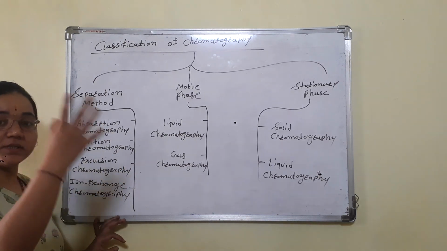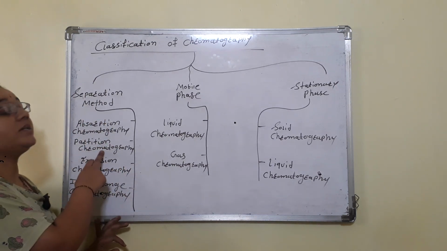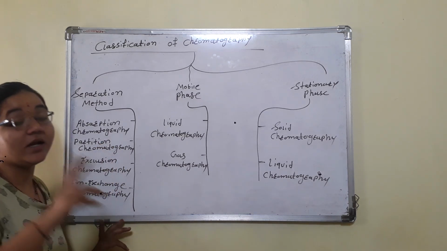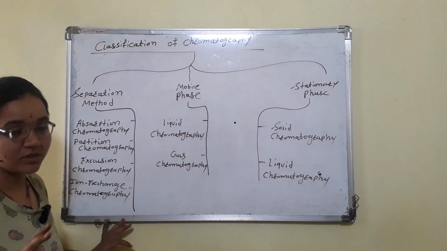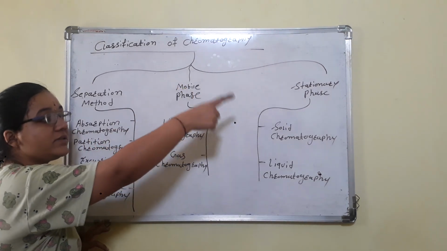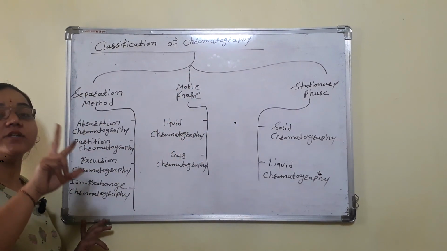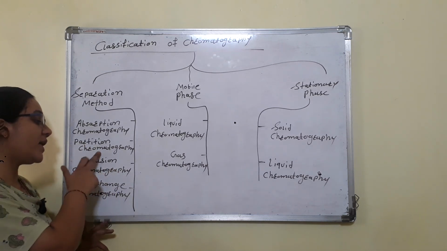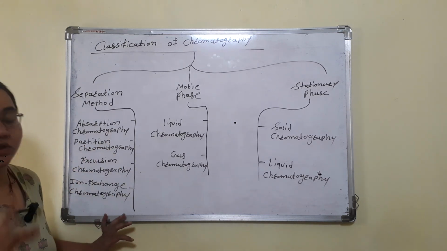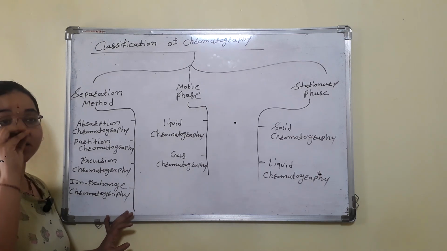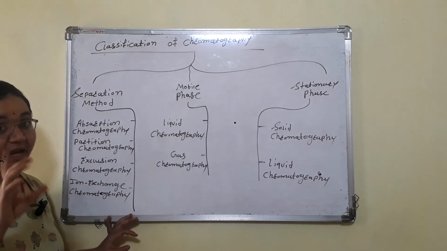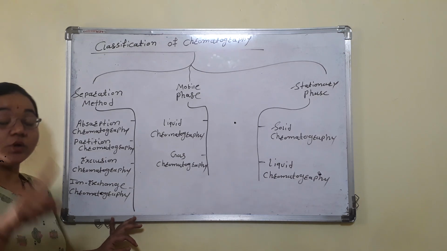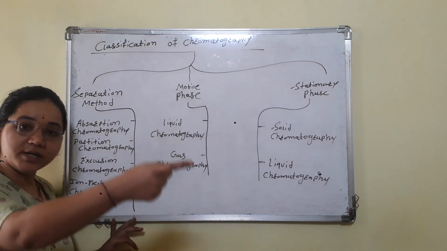Second is partition chromatography. In this technique, two phases partition between each other, such as a solid phase and a liquid phase, and then the components are separated. For example, paper chromatography. In paper chromatography, we use filter paper as the stationary phase and a solvent as the mobile phase. The solvent moves along the filter paper, and then our components are separated.